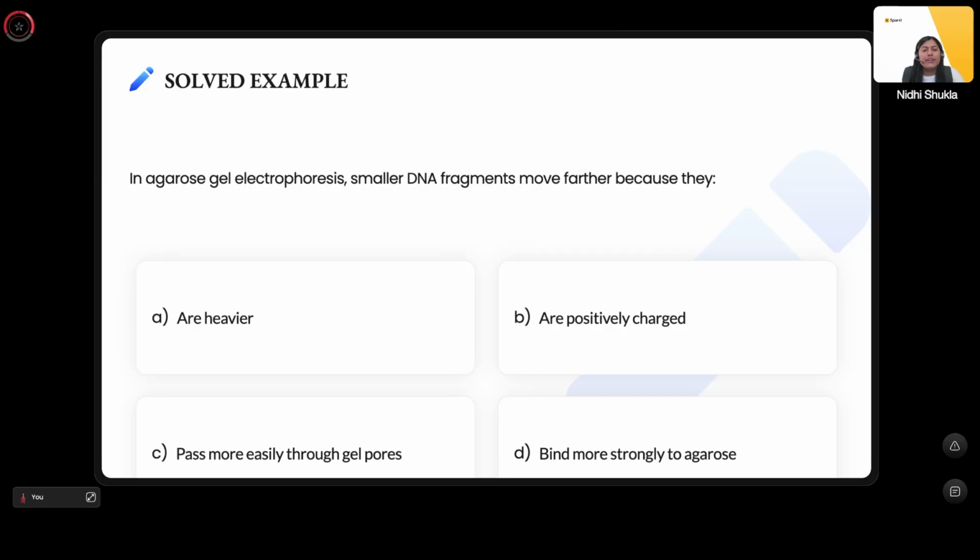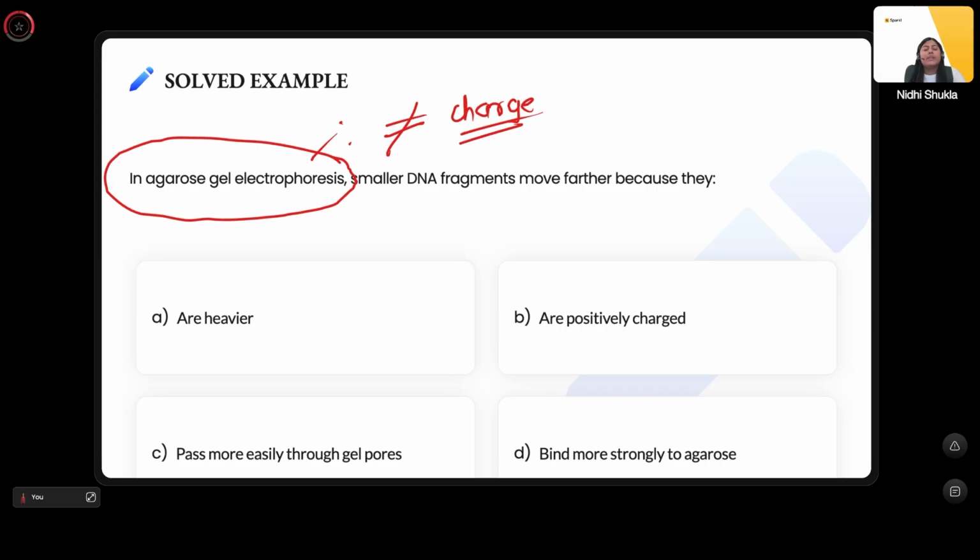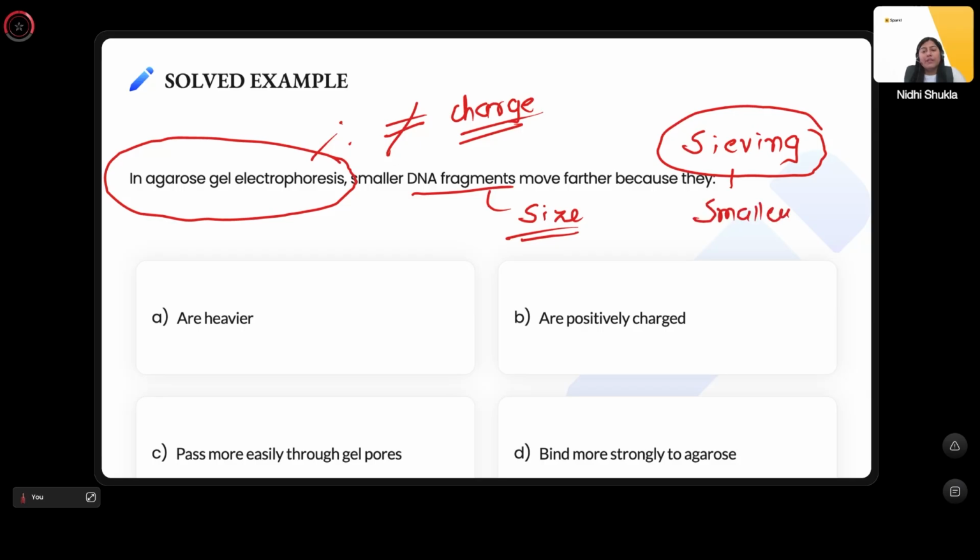Now, again, agarose gel electrophoresis. In agarose gel electrophoresis, smaller DNA fragments move farther because they. Okay, so you have to remember one concept. In agarose gel electrophoresis, DNAs are not separated according to the charge. Why? Because all DNA molecules are going to be negatively charged. Hence, all of them are going to move towards the positive terminal. Then, on what basis are your DNA fragments separated? They are separated on the basis of size. Basically, you know that your agarose gel produces a sieving effect. Under this sieving effect, the smaller DNA fragments can move faster, whereas the larger DNA fragments will be slow to move.